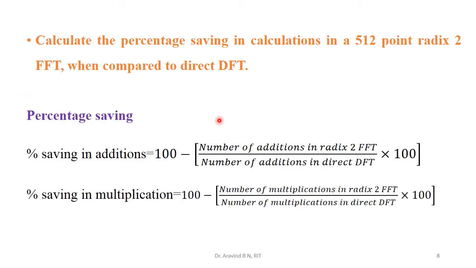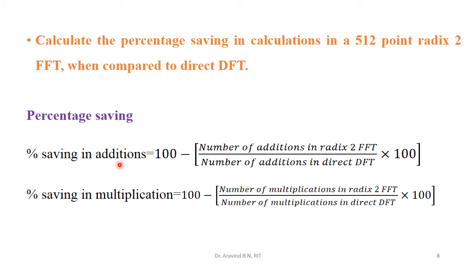Now let us go through a problem that is related to the complexity of the calculation. Calculate the percentage saving in calculations in a 512 point radix 2 FFT when compared to the direct DFT. So we are going to have the formula for percentage saving. Percentage saving is a generic term. It means we need to calculate percentage saving with respect to addition as well as with respect to multiplication. Both of them we need to calculate, and for both of them we are going to have the formula.